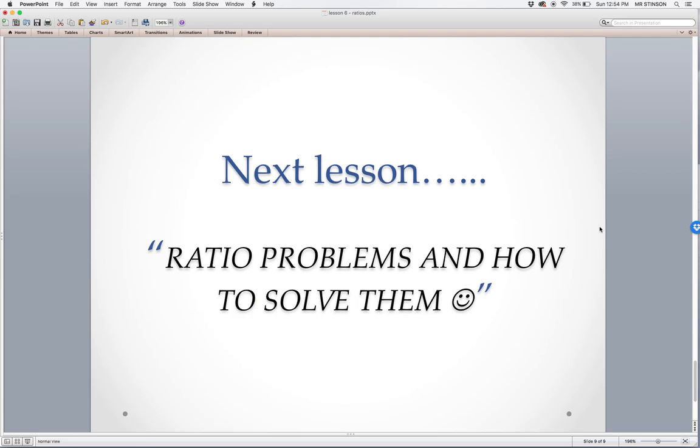Next lesson we're going to look at ratio problems and how to solve them. So take some notes. We'll be doing lots of practice of equivalent and simplifying ratios in class.